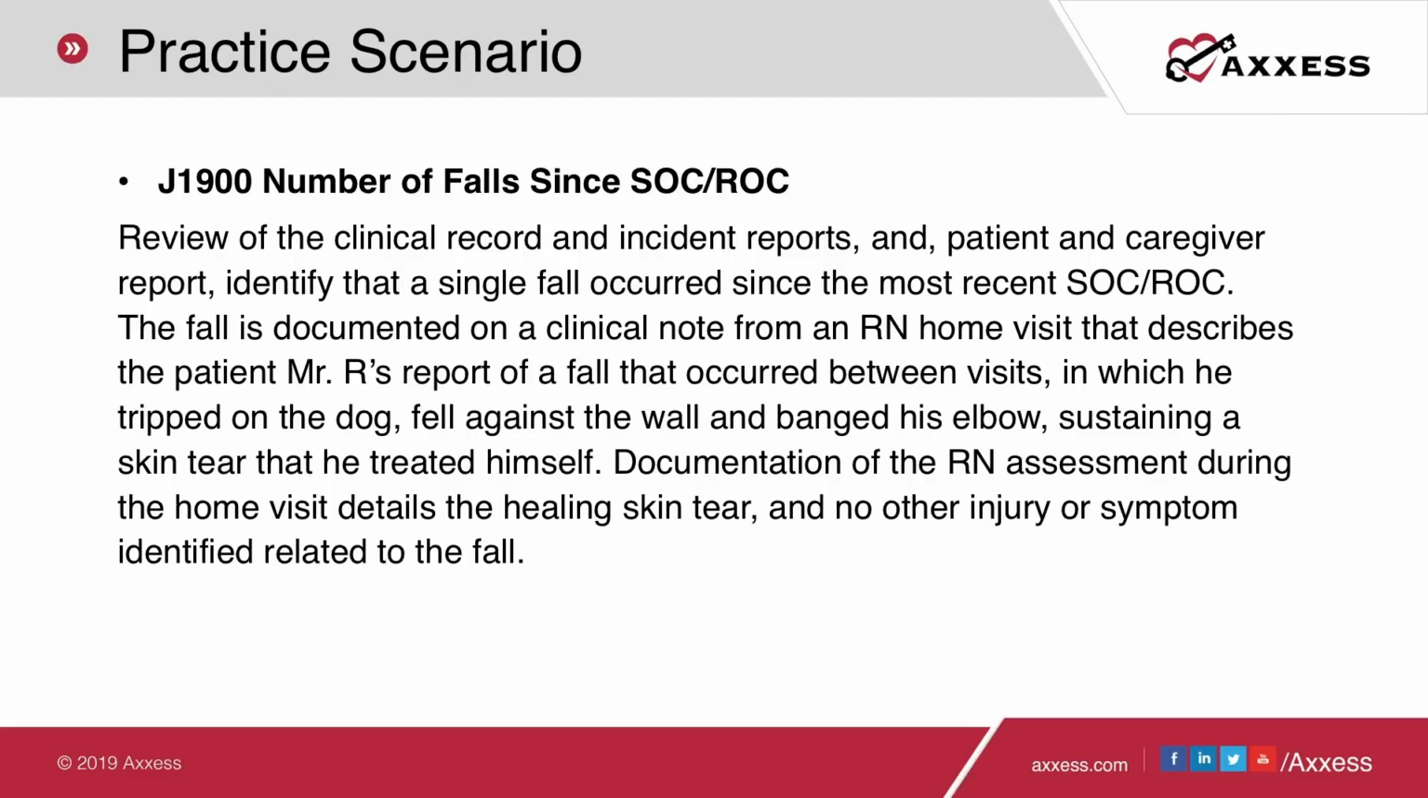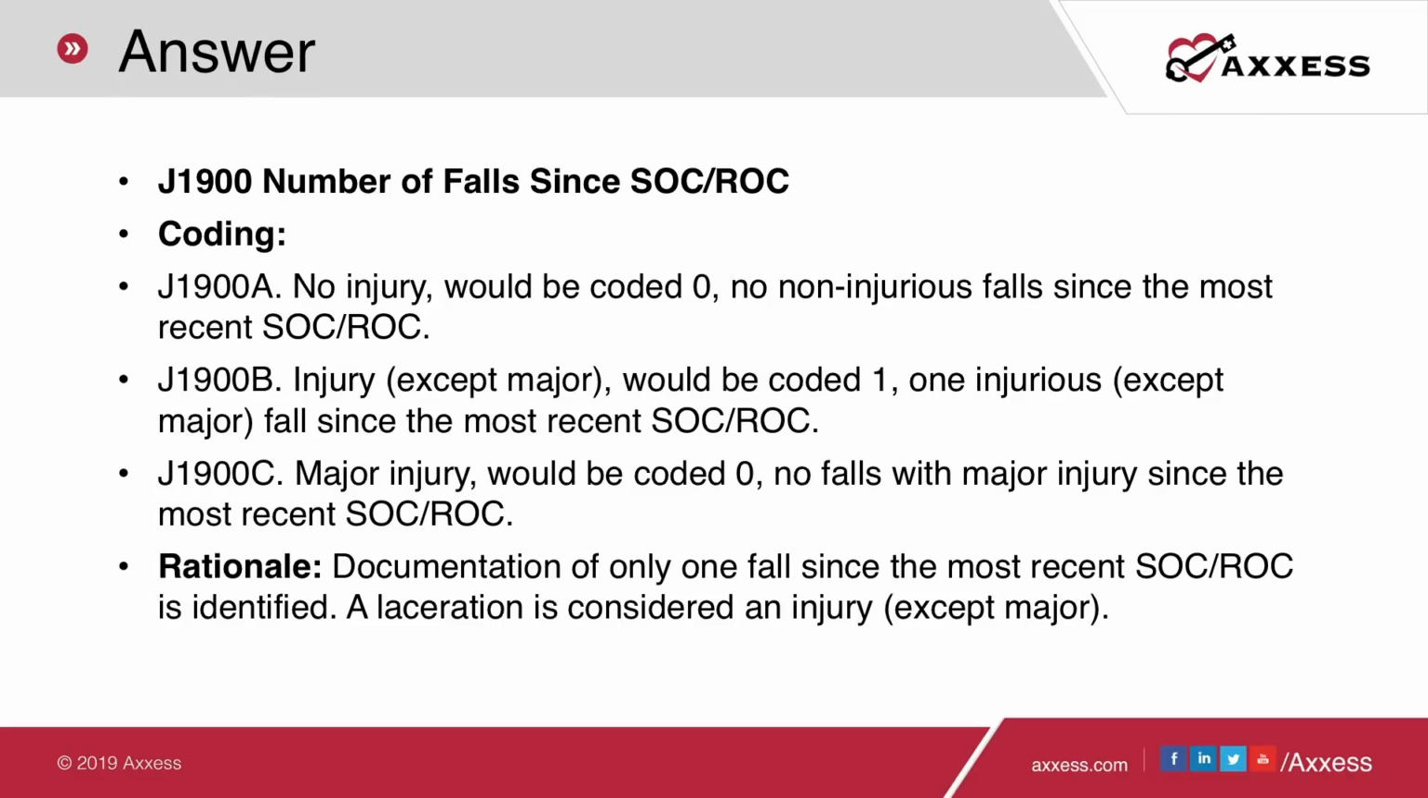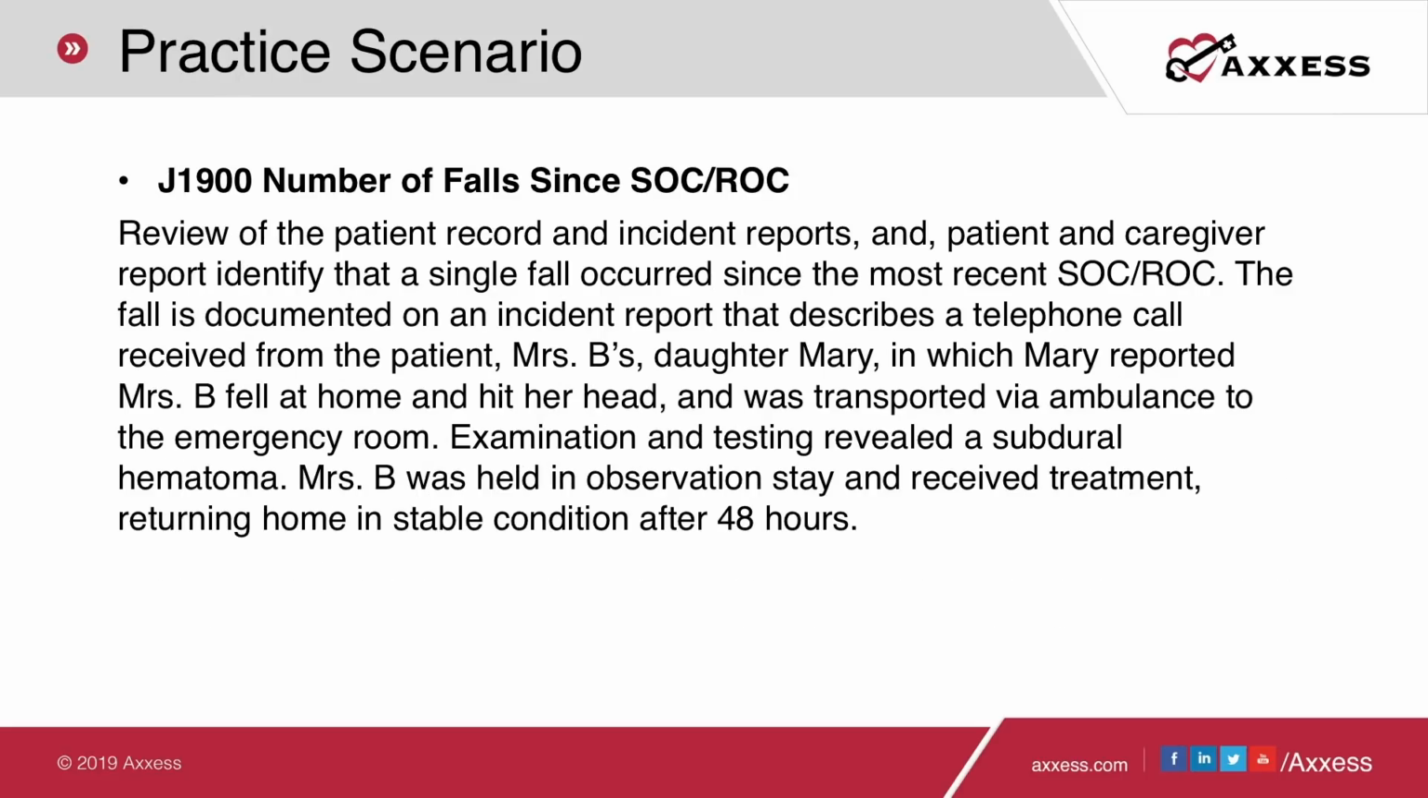How would you code J1900? A would be 0, B would be 1, and C would be 0, because he had one fall since the most recent start or resumption, and a laceration is considered an injury except major. All right, let's look at another.